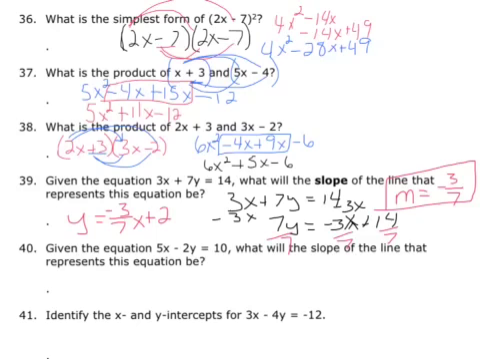40. Given the equation 5x minus 2y equals 10, what will the slope of the line that represents this equation be? Same thing, we are going to write it down so we can change it into slope-intercept form. So we'll move the 5x.